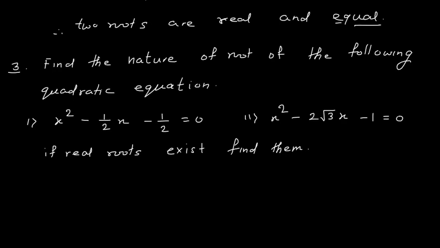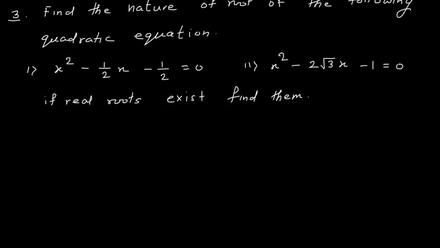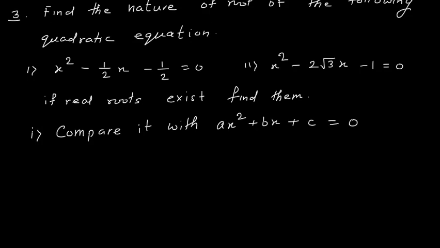The third problem is: find the nature of roots of the following quadratic equations. x² - 1/2 x - 1/2 = 0 and x² - 2√3 x - 1 = 0. If real roots exist, find them. So two things: we have to first check whether real roots are there or not. If they exist, we have to find them. So here, for the first problem, we compare this equation with ax² + bx + c = 0.